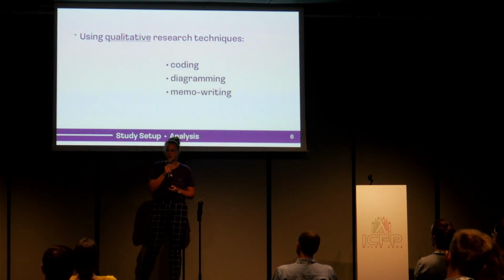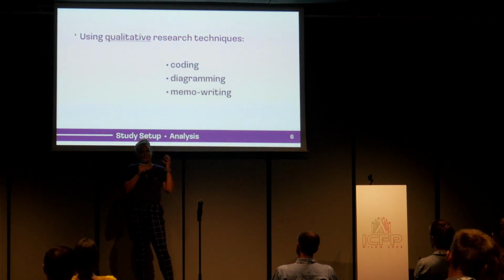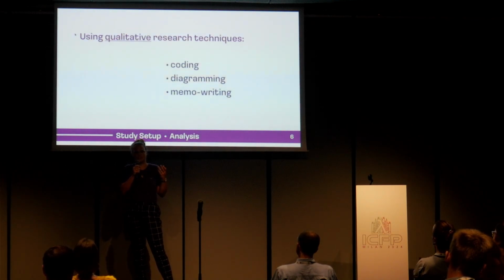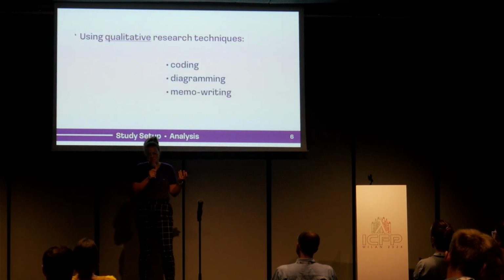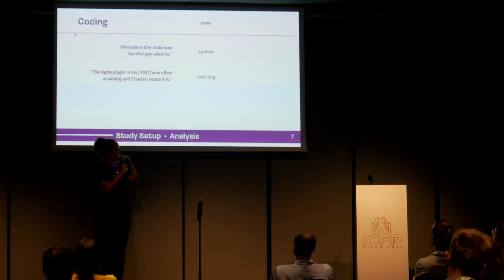So I would like to begin by coding, which is essentially the process of taking your qualitative data and labeling sections of it, or coding sections of it, with representative names or codes. So this is an example. We actually did this coding in 2 iterations.